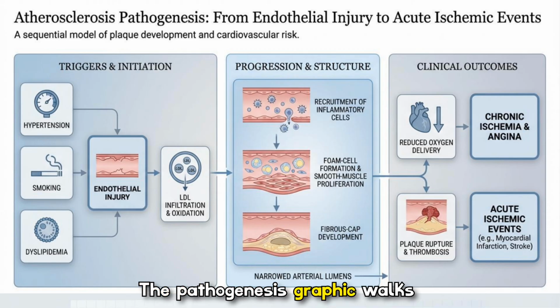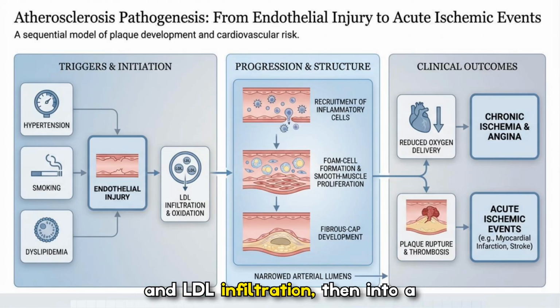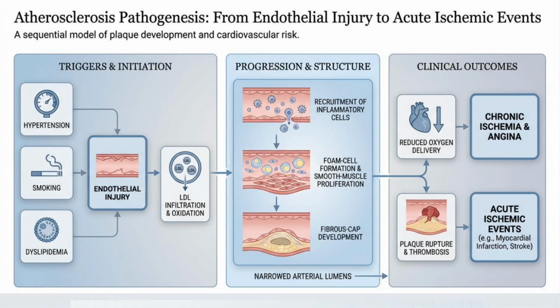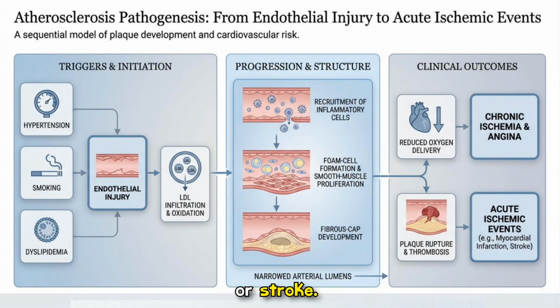The pathogenesis graphic walks us from common triggers like hypertension, smoking, and dyslipidemia to endothelial injury and LDL infiltration, then into a progression of inflammatory recruitment, foam cell formation, and fibrous cap development. As the arterial lumen narrows, the risk shifts from chronic ischemia toward plaque rupture and thrombosis, which can precipitate acute ischemic events such as myocardial infarction or stroke.